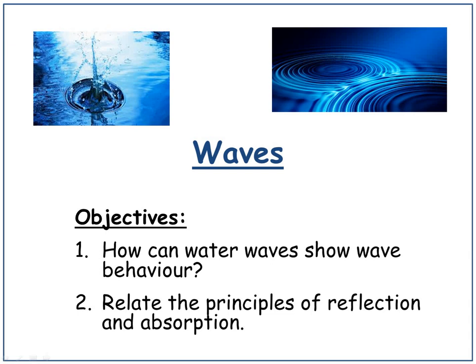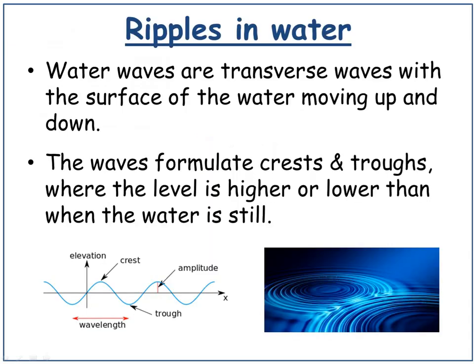Waves. How can water waves show wave behaviour and relate the principles of reflection and absorption? Ripples in the water. Water waves are transverse waves, with the surface of the water moving up and down. The waves form crests and troughs where the level is higher or lower than the water when it is still.